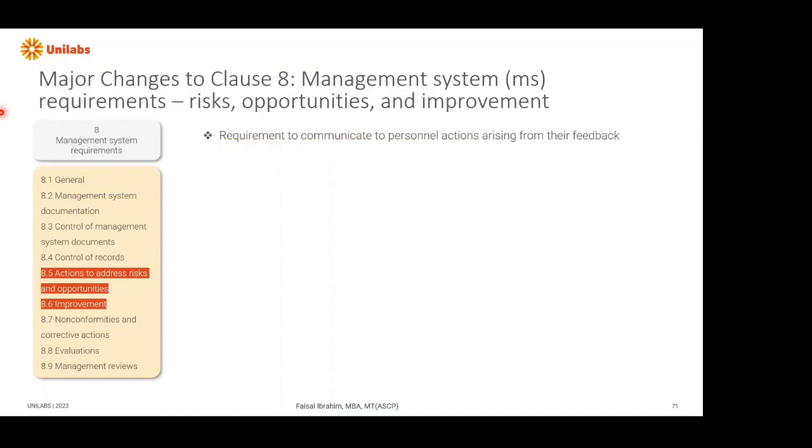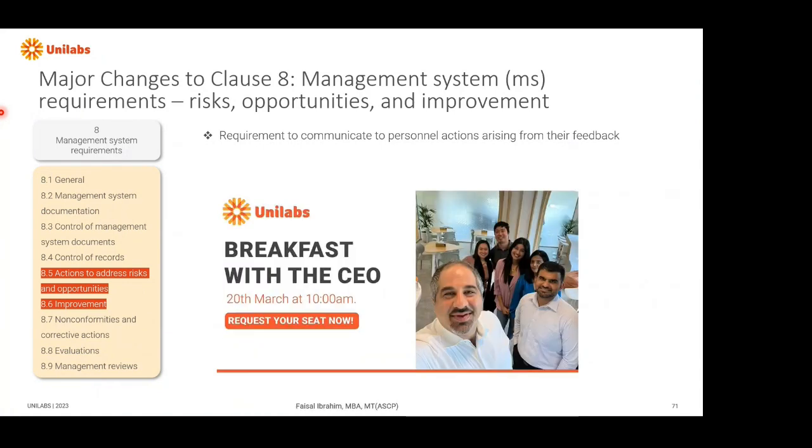Requirement to communicate, that's clause 8.5, requirement to communicate to personnel action arising from their feedback. So sometimes the laboratory staff will share their feedback with the HR or with the management. So we need to come back to them and tell them that your feedback has been heard and what we have done about it. So in our lab here next week, our CEO will have a breakfast with the staff, and an email was sent to all our staff. If you want to have a breakfast with the CEO on the 20th, you can just request your seat, and then they will sit with him, and they will discuss with him any concern.